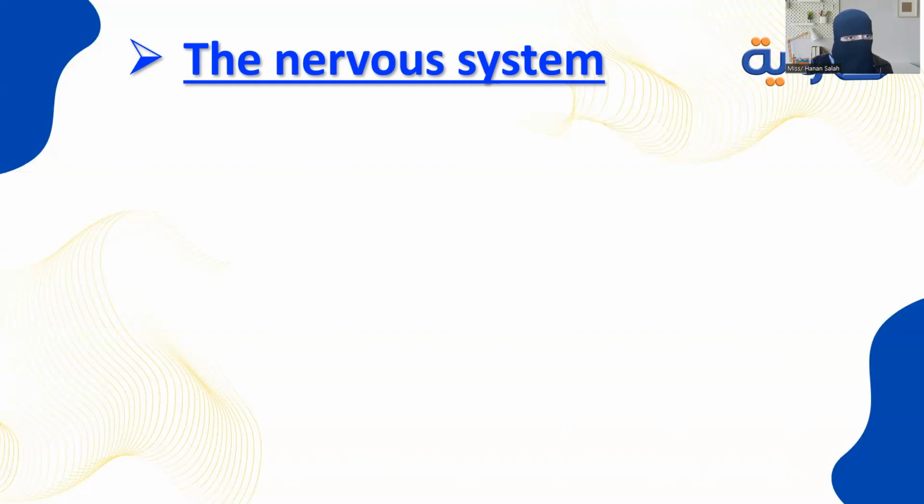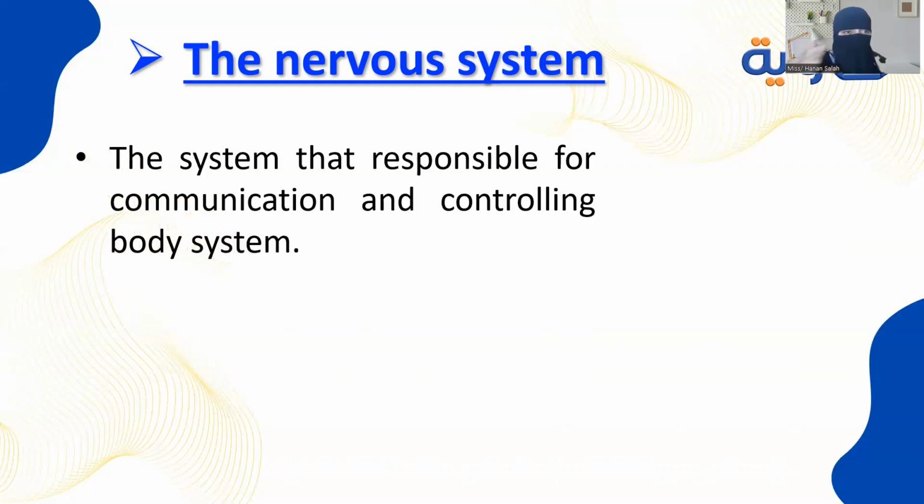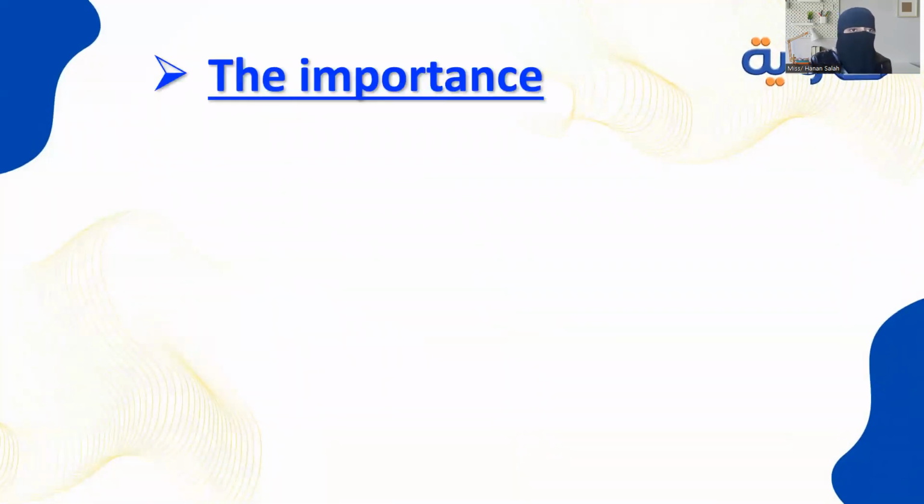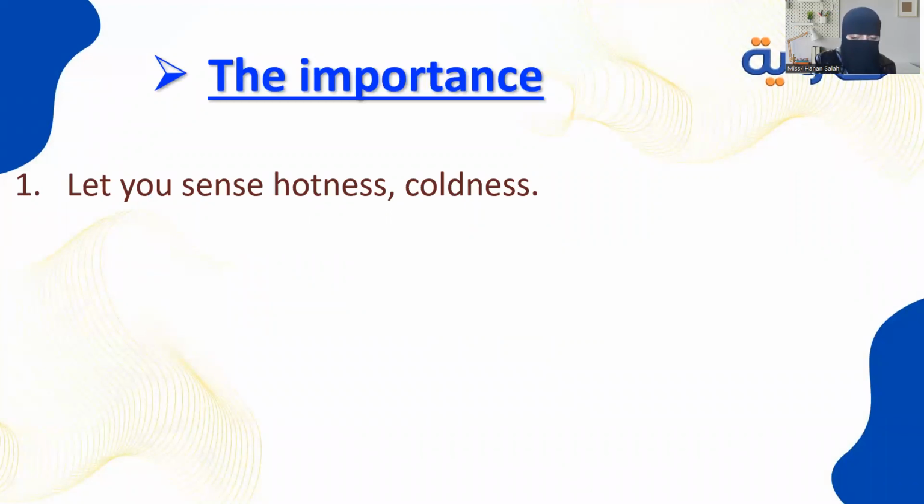So what we will revise now are the nervous system and the locomotory system. The nervous system is a post for the other systems inside your body. It is the system responsible for communication and controlling all the body systems. So that is the shape of the nervous system inside your body: brain, spinal cord, and nerves. But what is the importance of this system? Is it just to control the systems? No, the nervous system has a lot of importance.